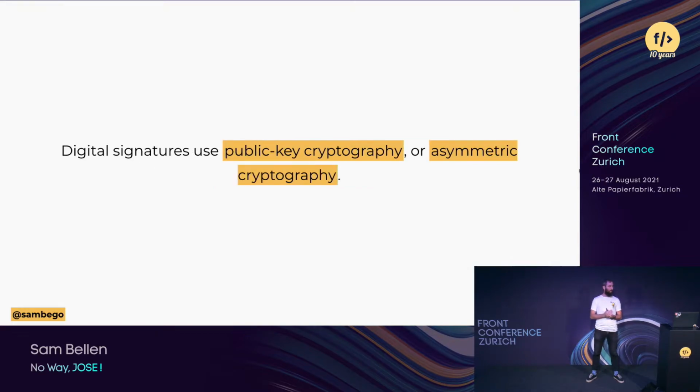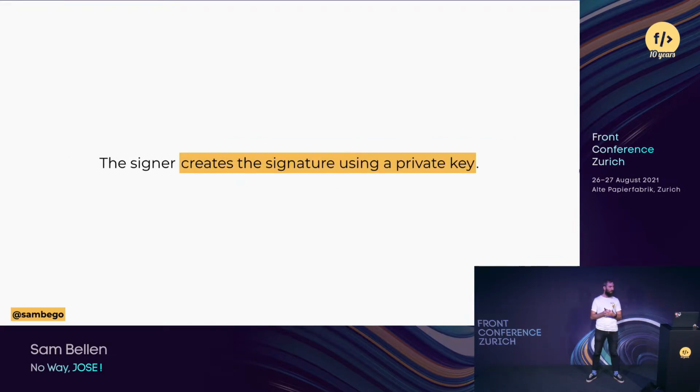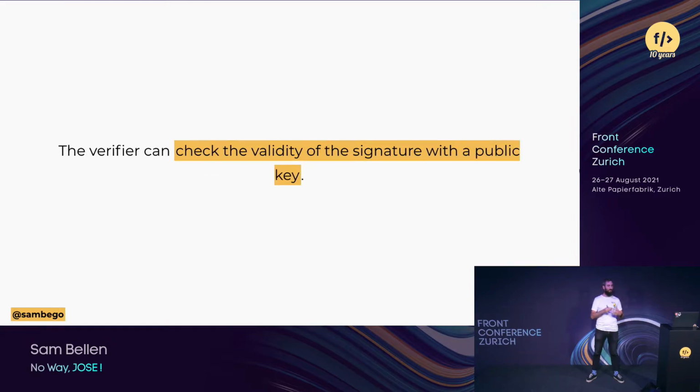Digital signatures use public key cryptography or asymmetric cryptography, which basically means that you have a public key and a private key, and you use them to create a signature and to validate a signature. So the signer, the person that wants to create or sign something, creates a signature using the private key. We'll have to remember that we use a private key to create the signature, and anybody who wants to verify the signature can use a public key to verify the signature.